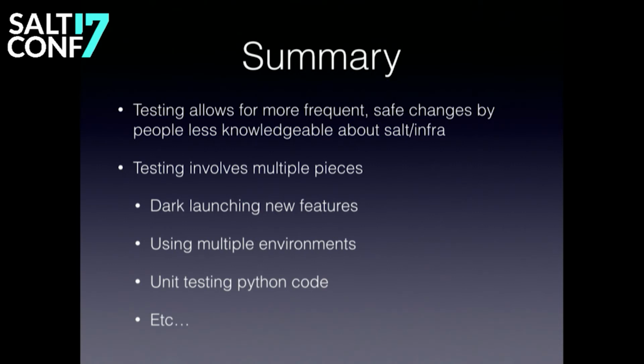Testing involves multiple pieces. What I've talked about here is just unit testing your Python customizations. Dark launching provides another feature. Multiple environments provides another feature. There are multiple avenues for testing. A combination of all of them can provide, again, a safer environment for your developers to make more frequent changes and even to experiment a little bit if they're not sure something works, if they have multiple hoops to jump through before it would affect production. That makes them feel a lot more confident that they can make these changes.